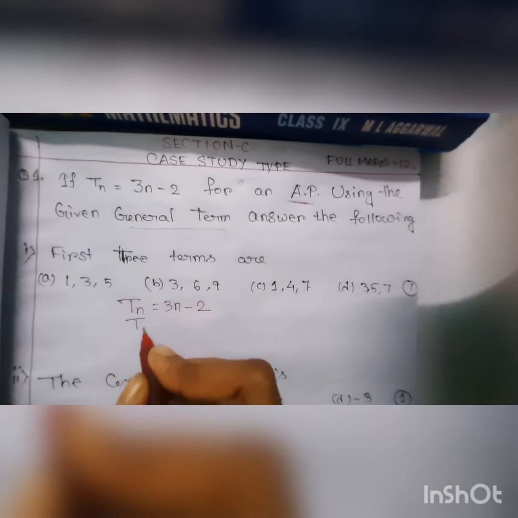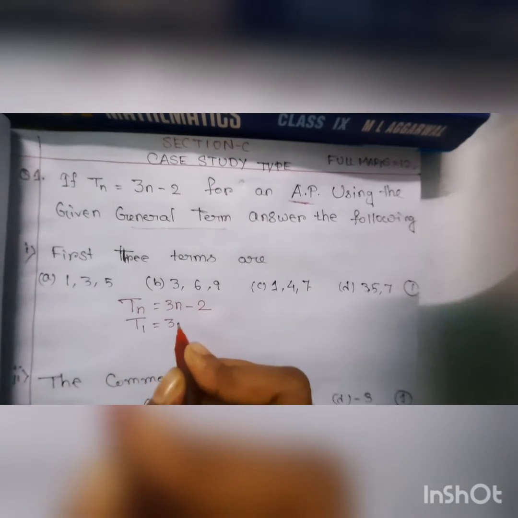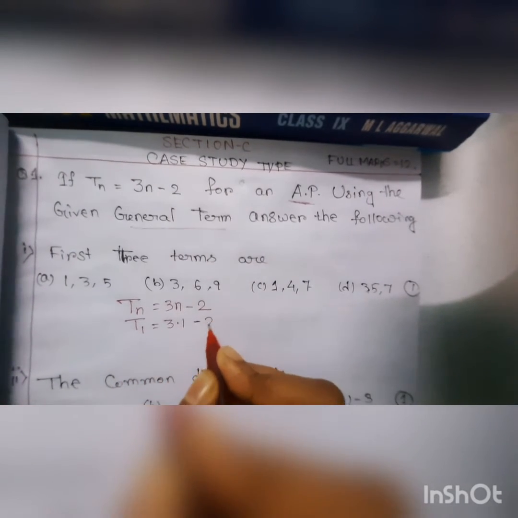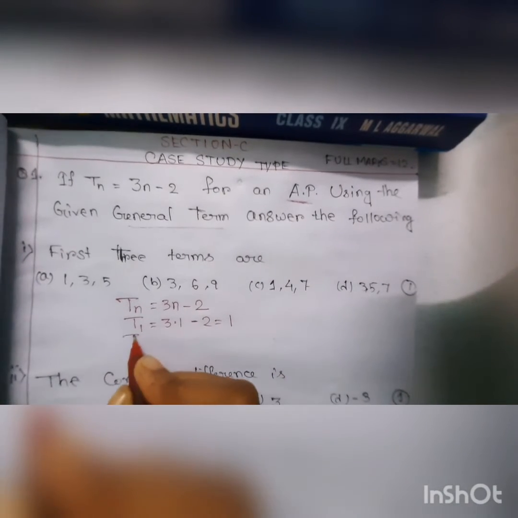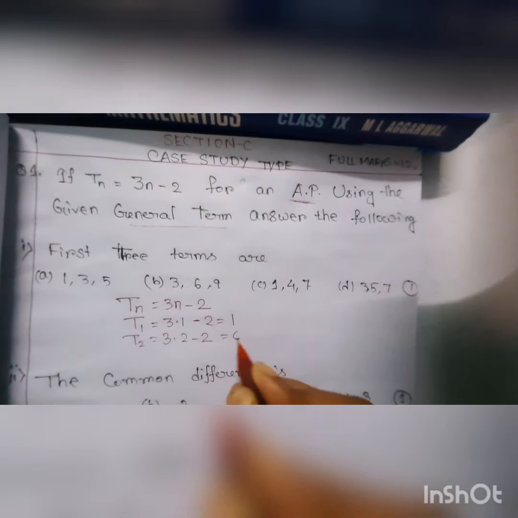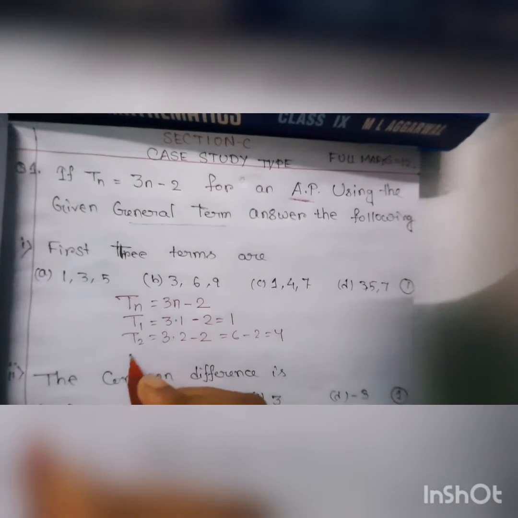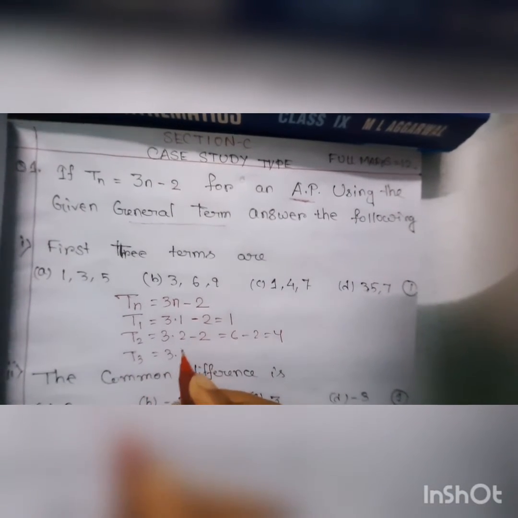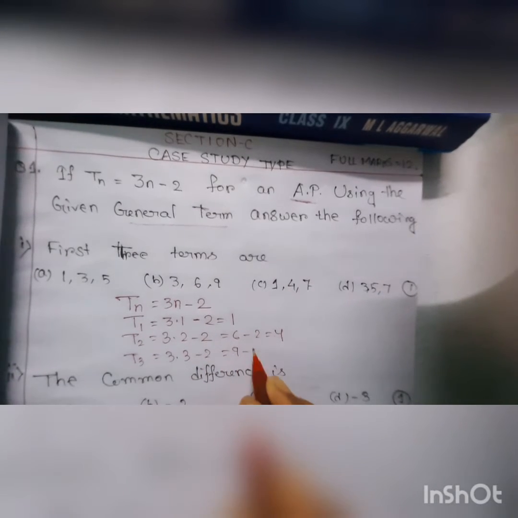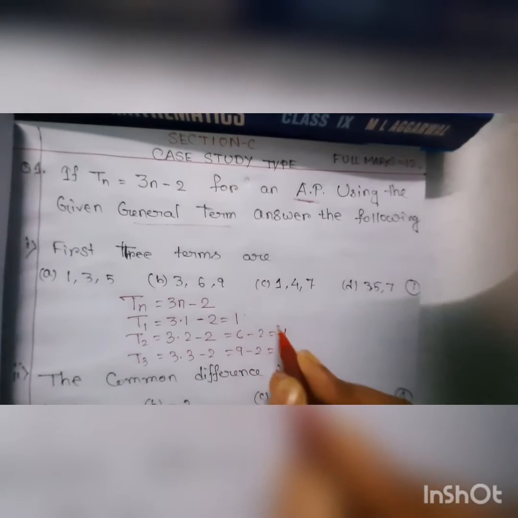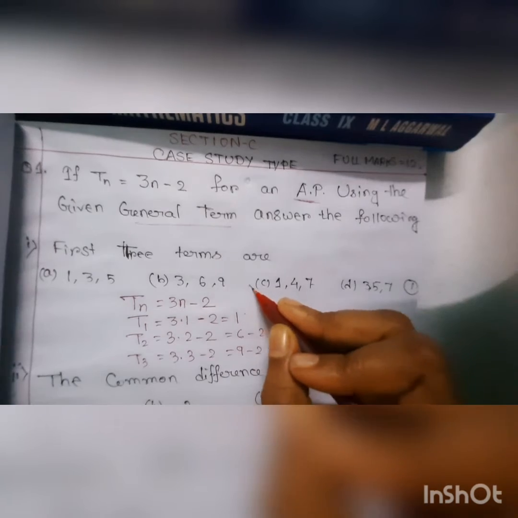The first three terms: T1 is 3 into 1 minus 2, that is 1, and T2 is 3 into 2 minus 2, that is 6 minus 2, which is 4, and T3 is 3 into 3 minus 2, that is 9 minus 2, which is 7. So the three terms are 1, 4, 7, that is present in option C. Option C will be your answer.